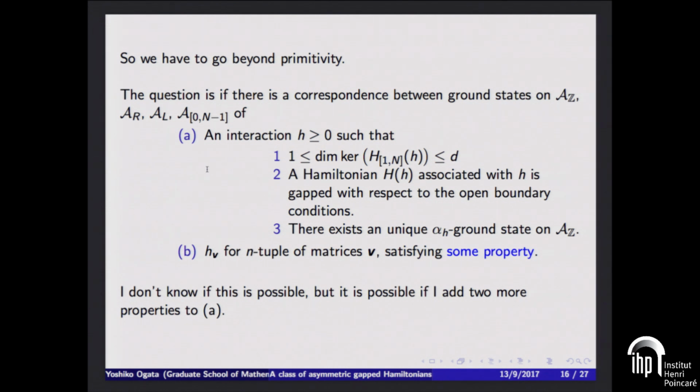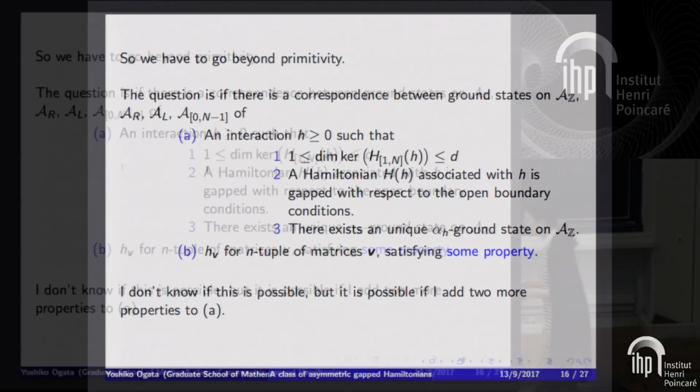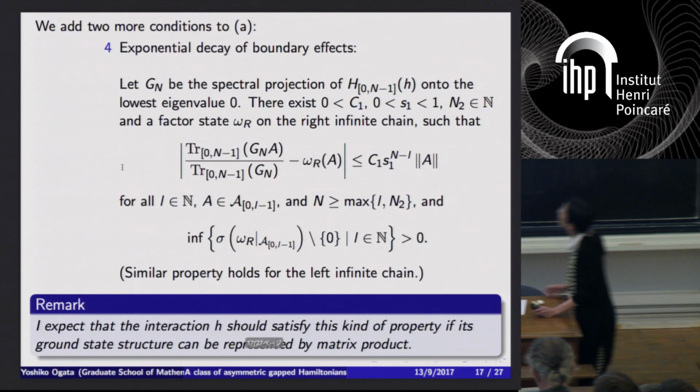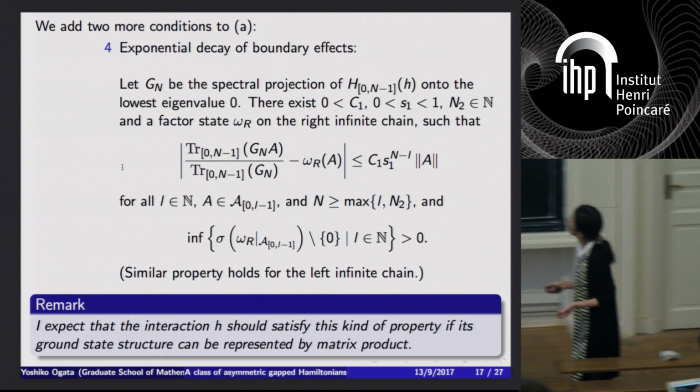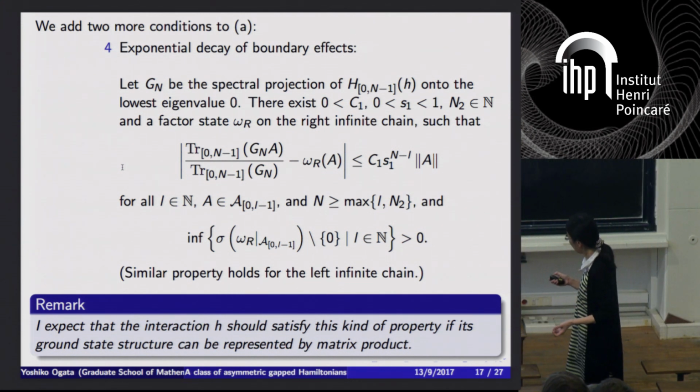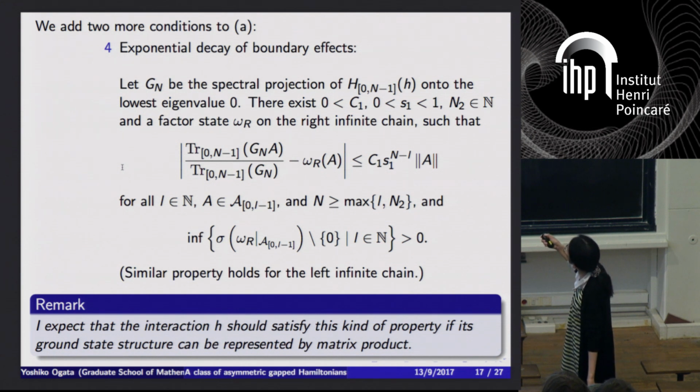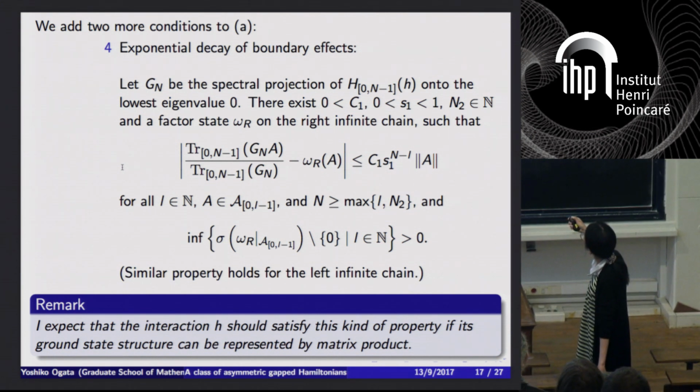But I know it is possible if I add two more conditions to this list of properties in A. So let me do that. I add two more conditions to A. The first one is exponential decay of the boundary effect. So let G_n be the spectral projection of the local Hamiltonian onto the lowest eigenvalue 0.